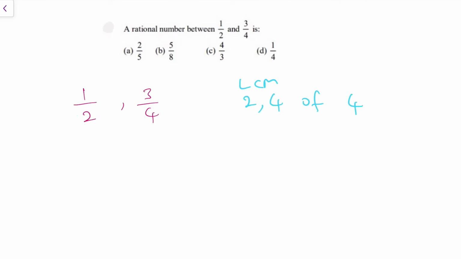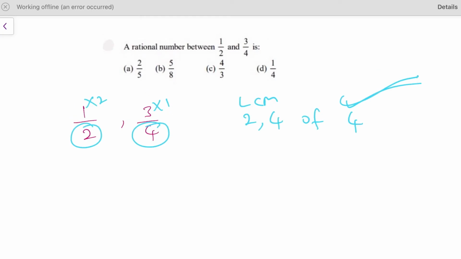Now this is 2. So in the 2 table, where will we get 4? 2 twos are 4. So multiply that 2 here. Next, in the 4 table, where will we get 4? 4 ones are 4. So multiply that 1 here. Then what will we get? 1 two is 2 divided by 4, that is the LCM. Comma, 3 ones are 3 divided by 4, that is the LCM as usual.